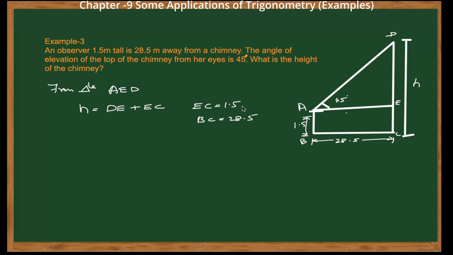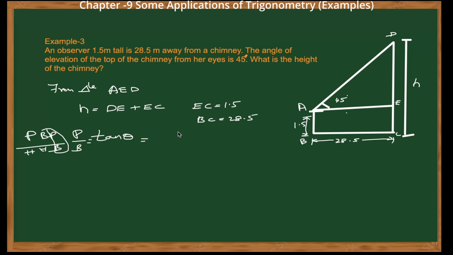Now from this triangle we need to find DE. Opposite to this is the perpendicular, so perpendicular by base. What is perpendicular by base? P, B, H. Perpendicular by base is nothing but tan. So let's take tan theta, which is the perpendicular by base, which we need to find.